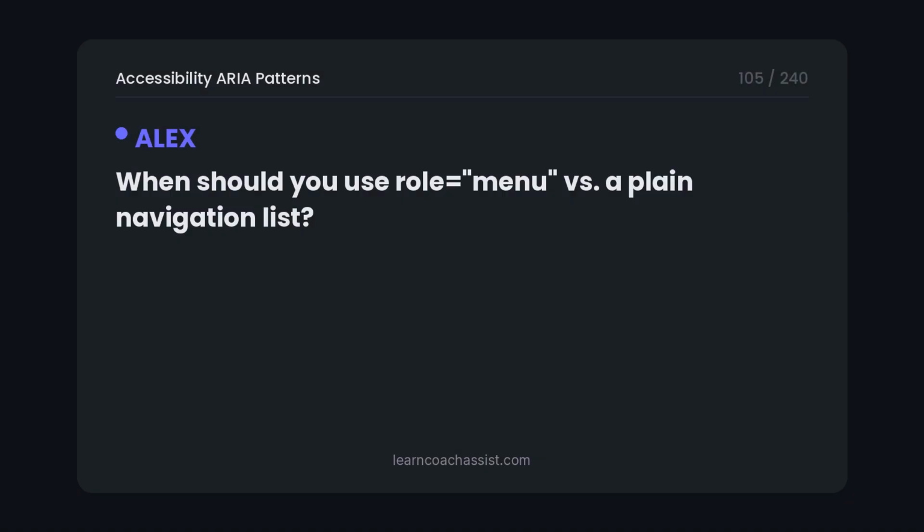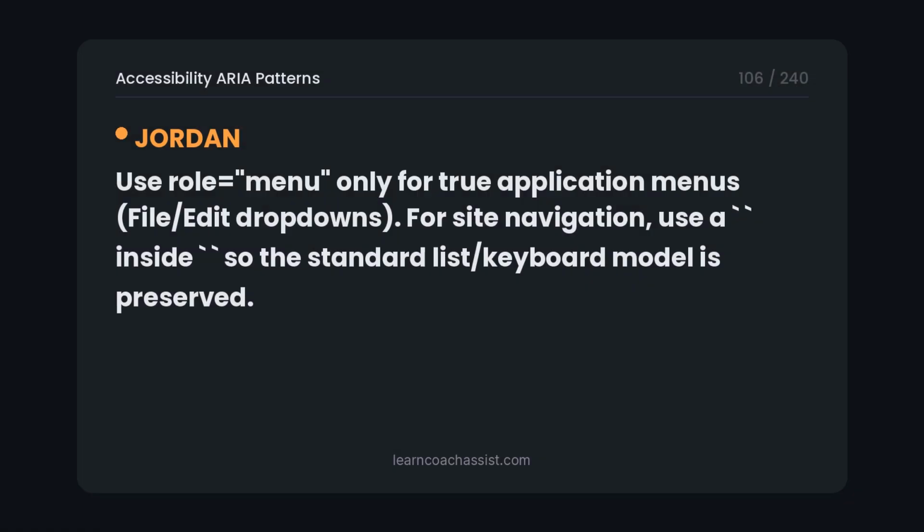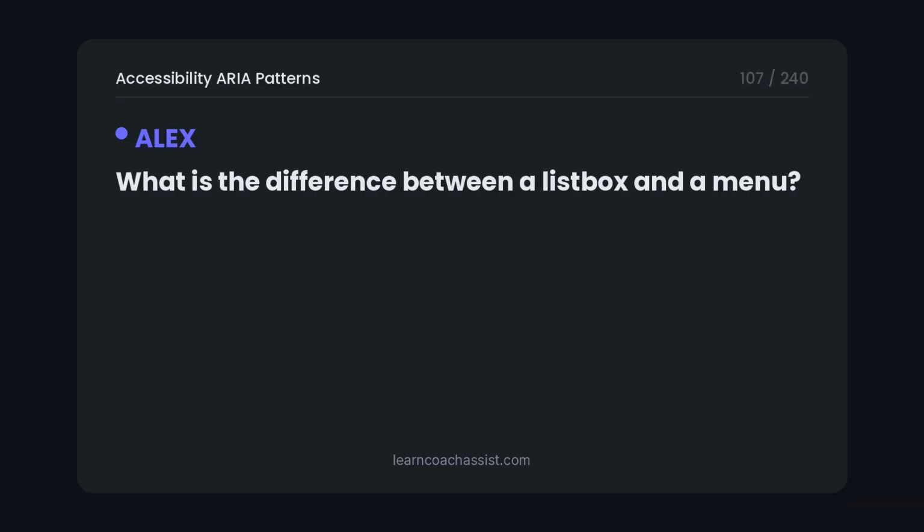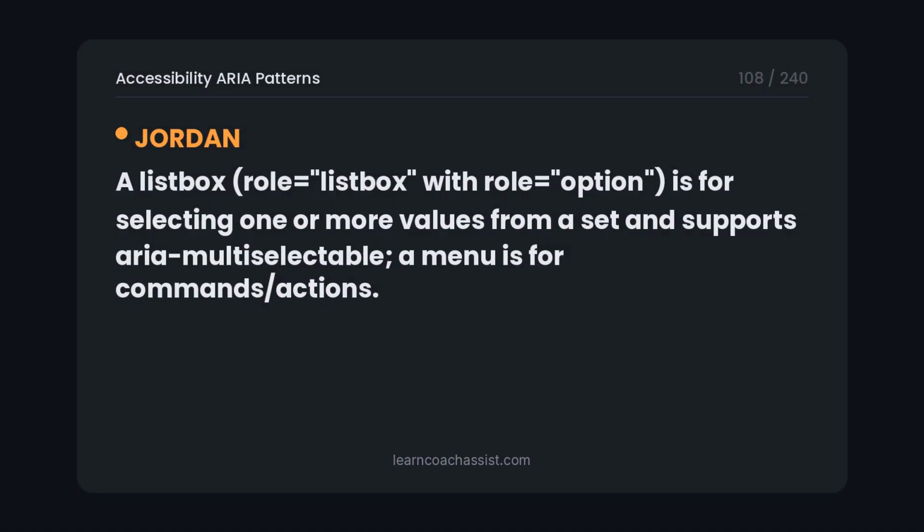When should you use role equals menu versus a plain navigation list? Use role equals menu only for true application menus, file/edit dropdowns. For site navigation, use a ul inside a nav so the standard list/keyboard model is preserved. What is the difference between a list box and a menu? A list box, role equals list box with role equals option, is for selecting one or more values from a set and supports ARIA multi-selectable. A menu is for commands/actions.